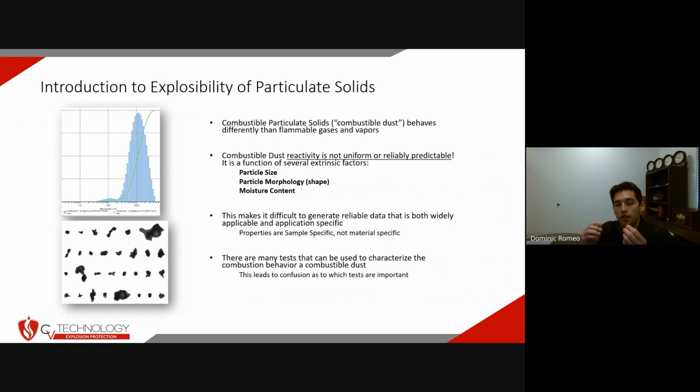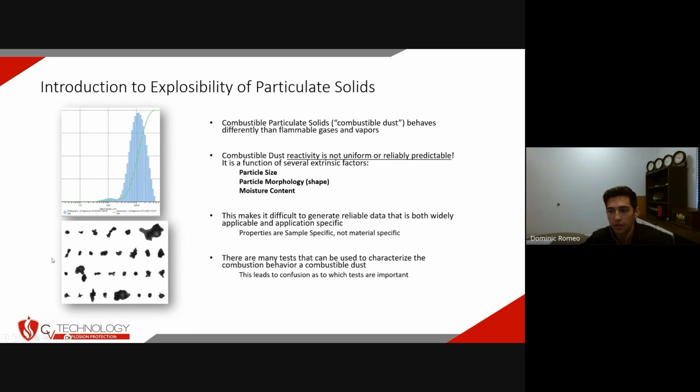Combustible dust is a little bit different than a flammable gas or a flammable vapor. This is because dusts come in all varieties of sizes and shapes and have different moisture contents, whereas a gas is normally a homogeneous mixture, so it's really all the same. You're working with the same gas in plant A and the same gas in plant B. Those are going to have very similar values for explosibility, whereas with a combustible dust, you can have different sizes of materials, and moisture content plays a big factor in determining how dangerous that dust is.